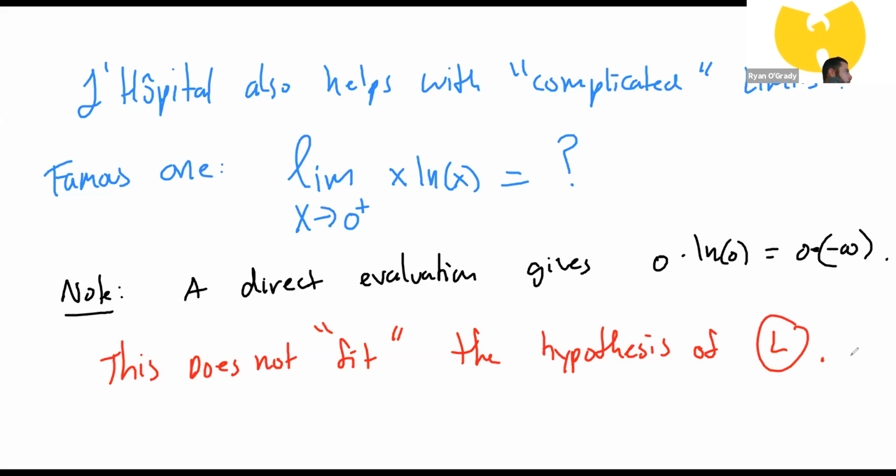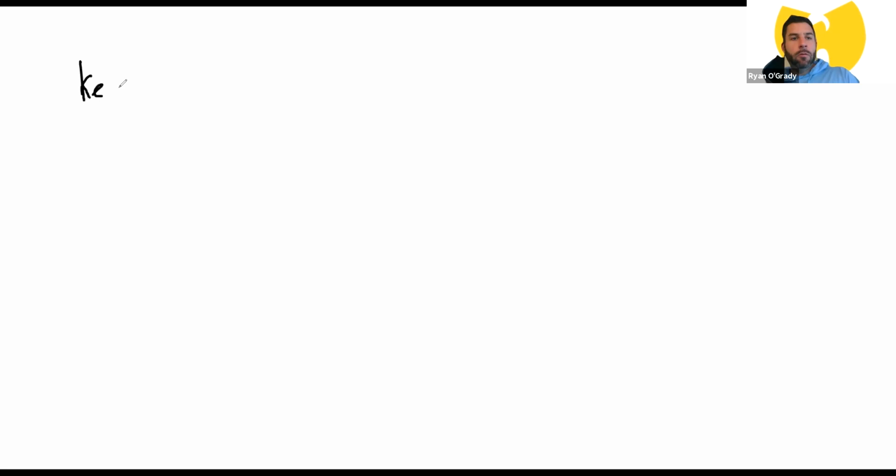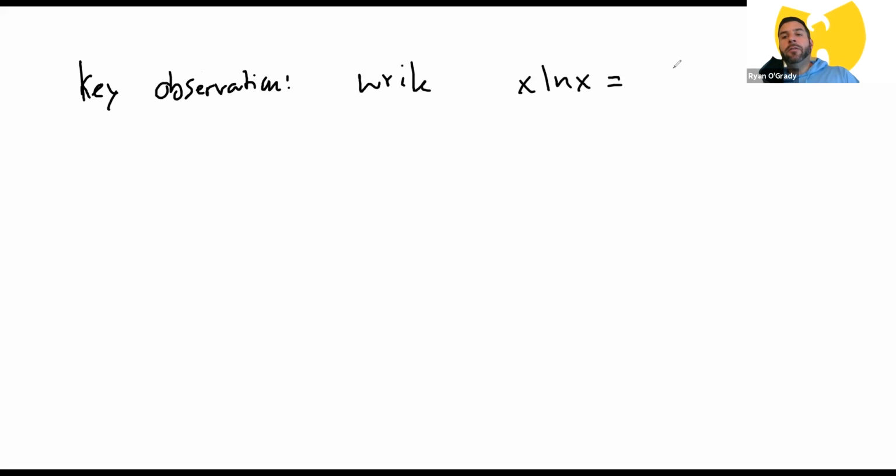So what we need to do is note that in this situation, that doesn't mean all is bad. That just means we have to think of the problem from a different perspective. And so what I can do is rewrite. The key observation is to rewrite: you can write x log x as log of x divided by 1 over x. That is a very elementary fact.